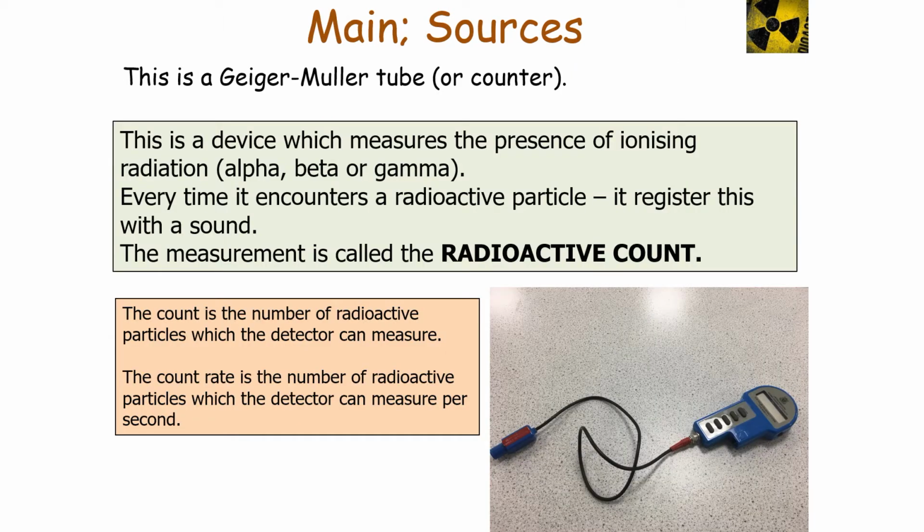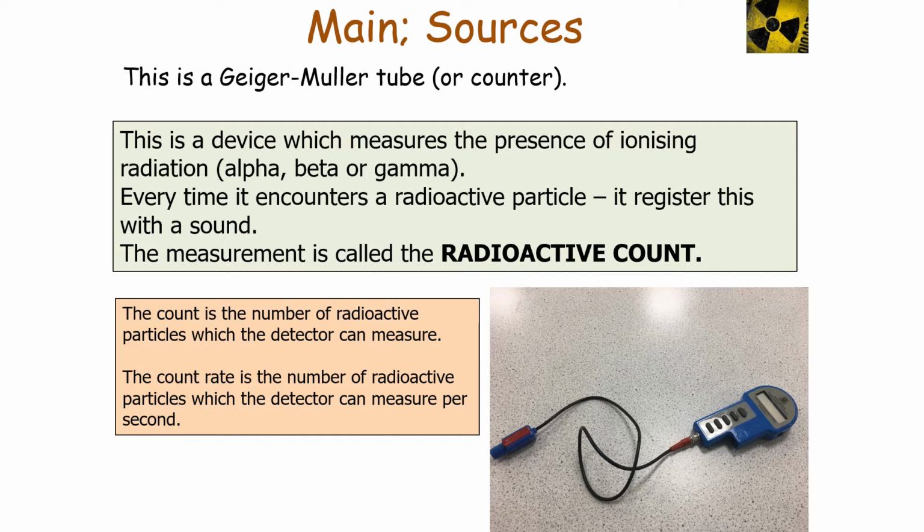Now, the picture you can see on the screen is a Geiger-Müller tube or counter. This is a device which measures the presence of ionizing radiation, alpha, beta or gamma. Every time it encounters a radioactive particle, it registers this with a sound. This measurement is called the radioactive count. So the count is the number of radioactive particles which the detector can measure.